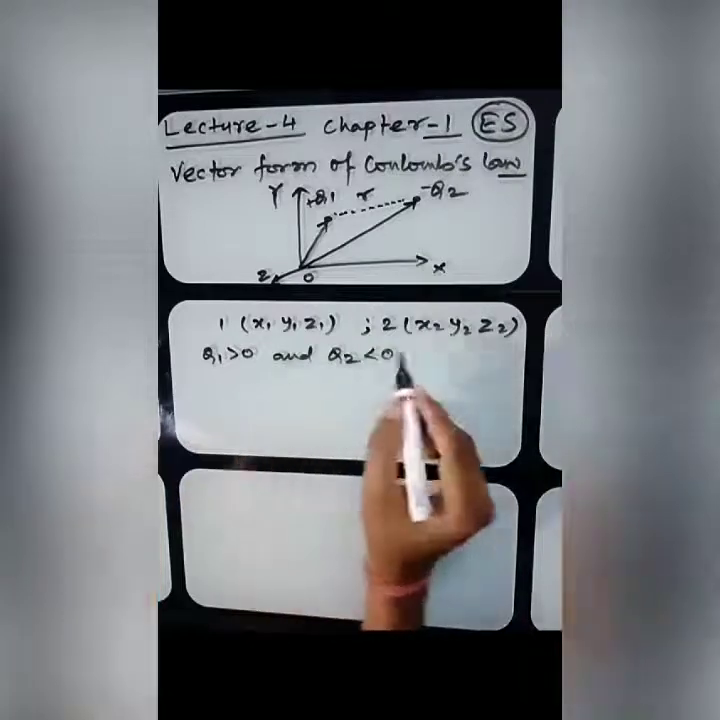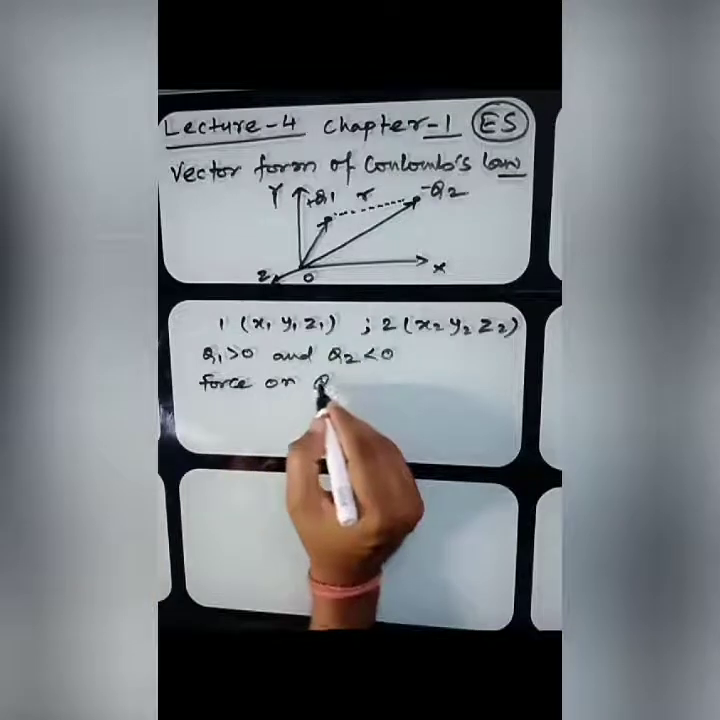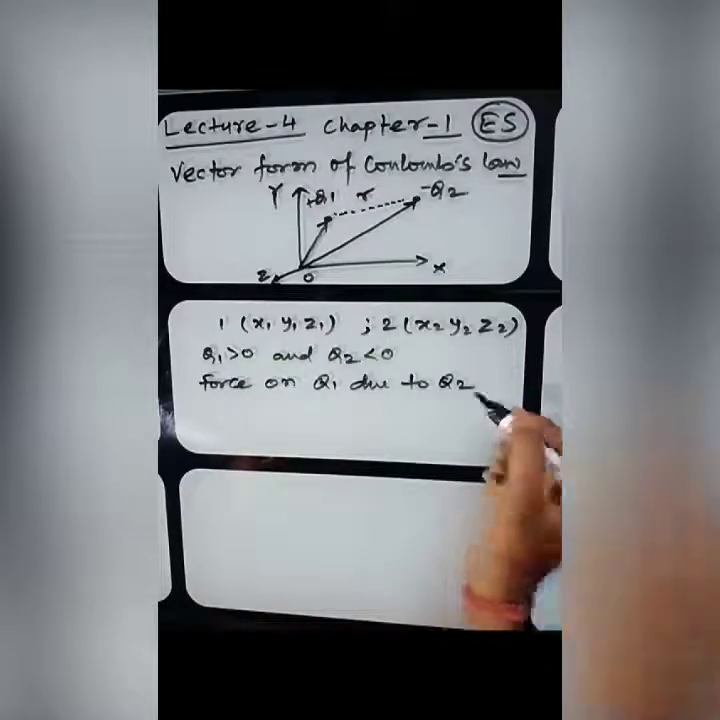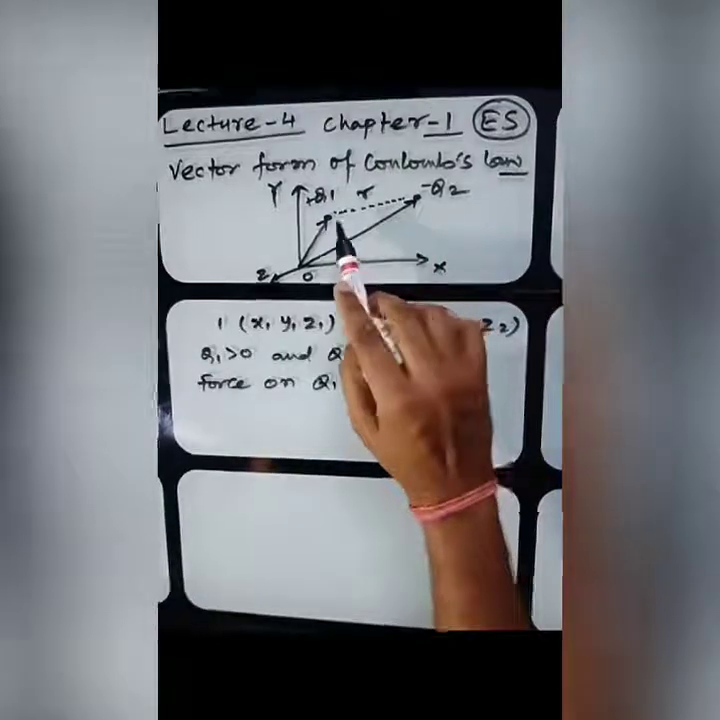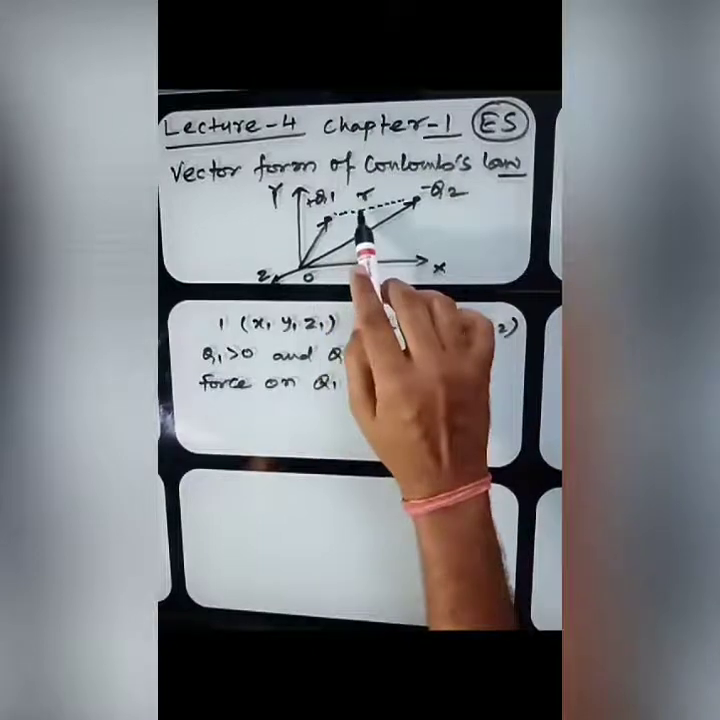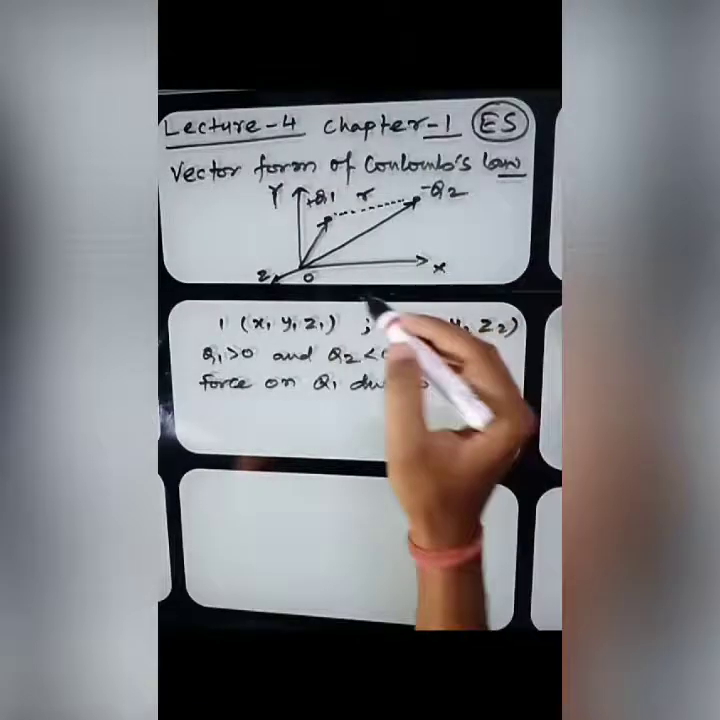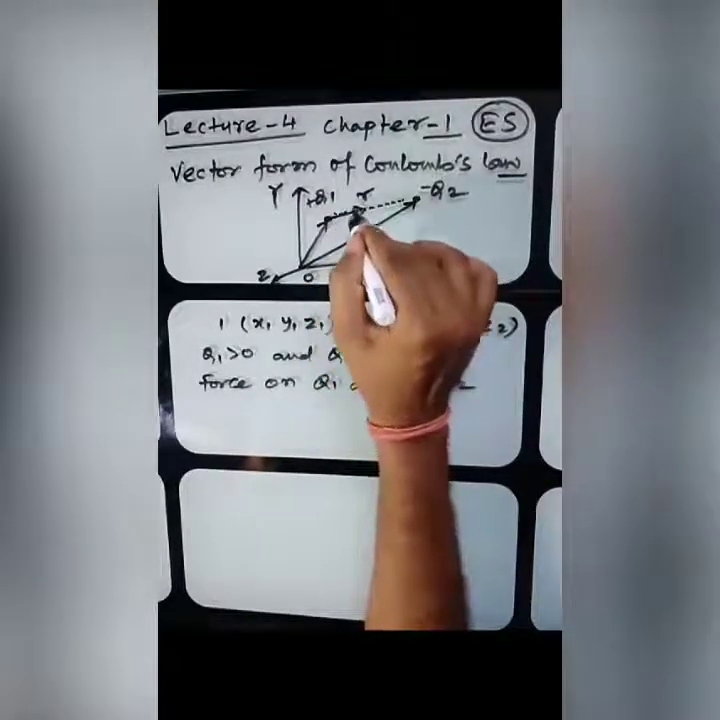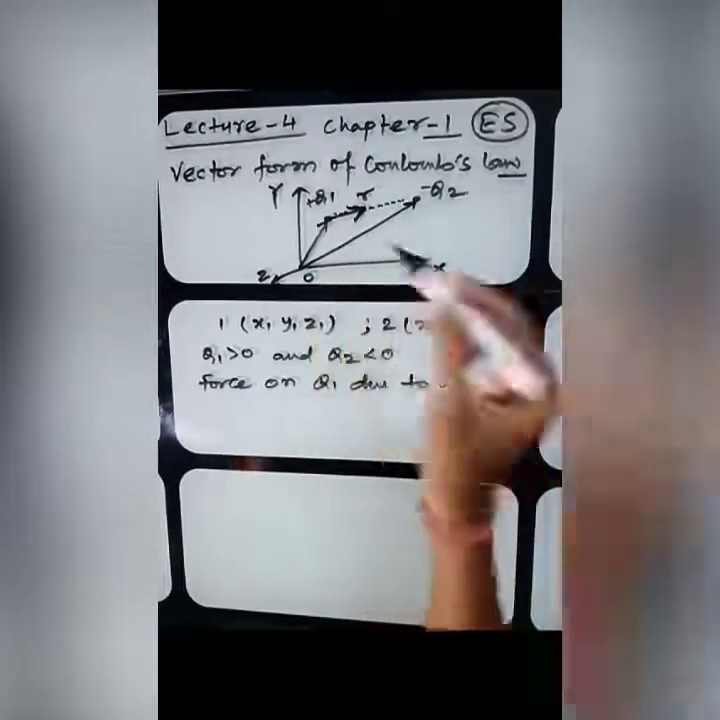We are finding here the force on Q1 due to Q2. As we know, these two are unlike charges, so there will be a force of attraction. Q1 will be attracted toward Q2 and Q2 towards Q1 as well. The force on Q1 will be in this direction because it is an attractive force. It will try to move toward Q2. This is the attractive force.